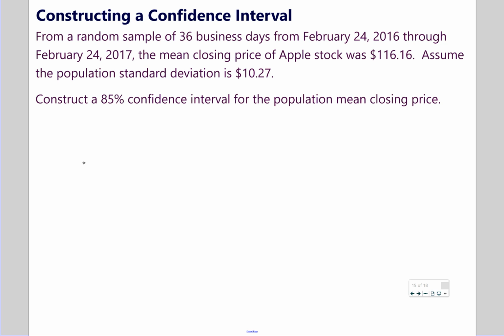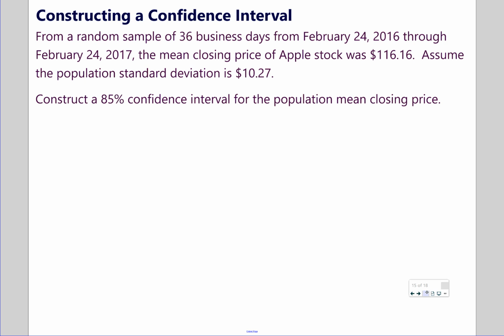So we have a random sample of 36 business days from February 24th, 2016 through February 24th, 2017. The mean closing price of Apple stock was 116.16, and assume the population standard deviation is 10.27. We want to construct an 85% confidence interval for the population mean closing price.